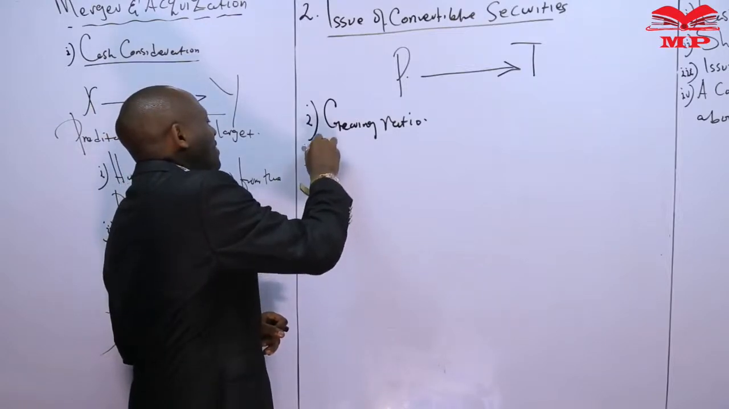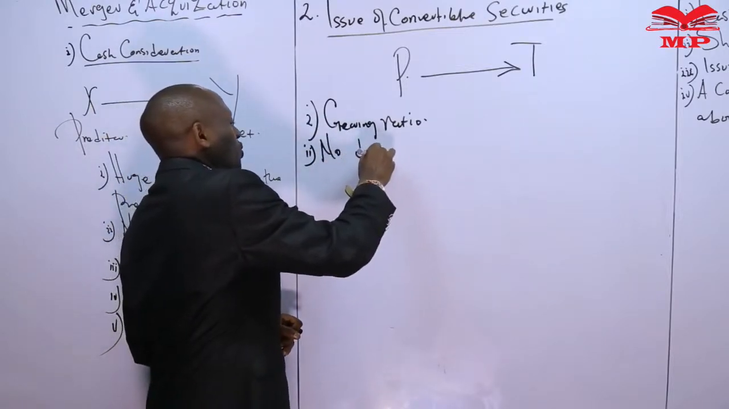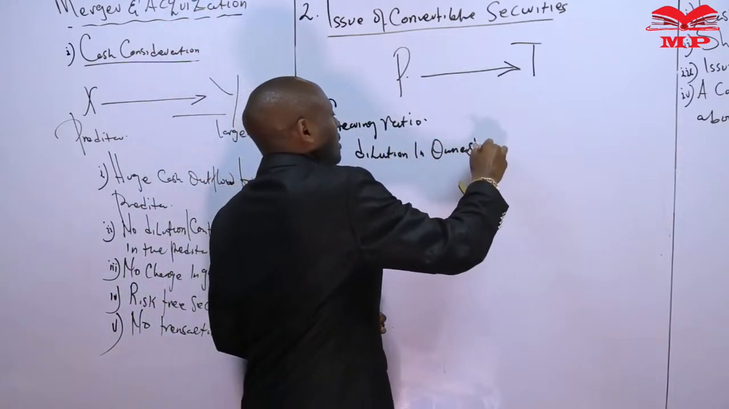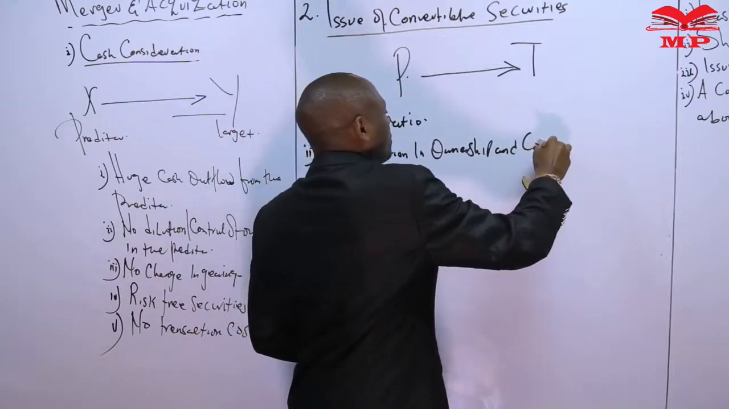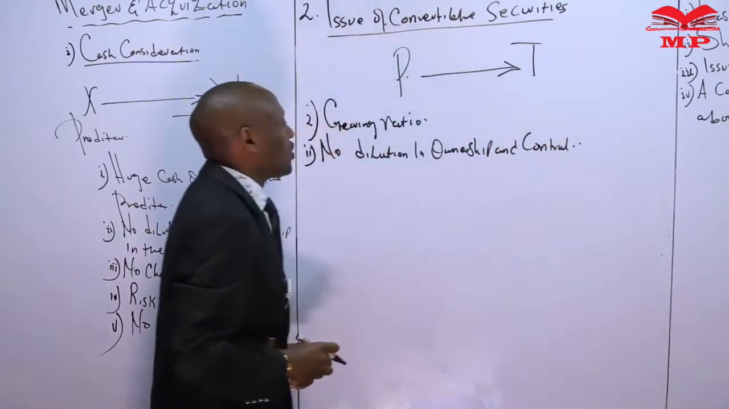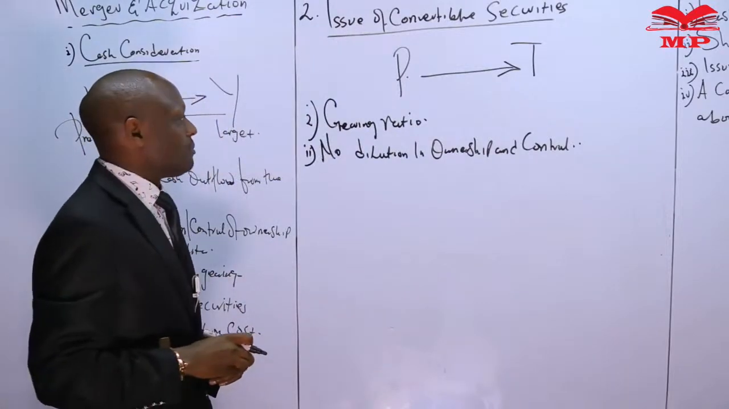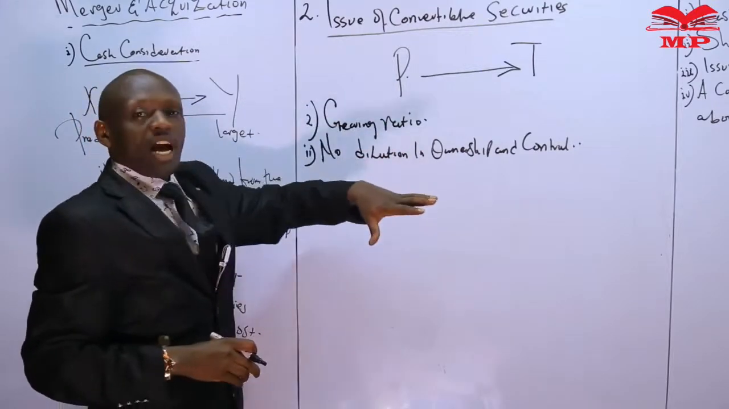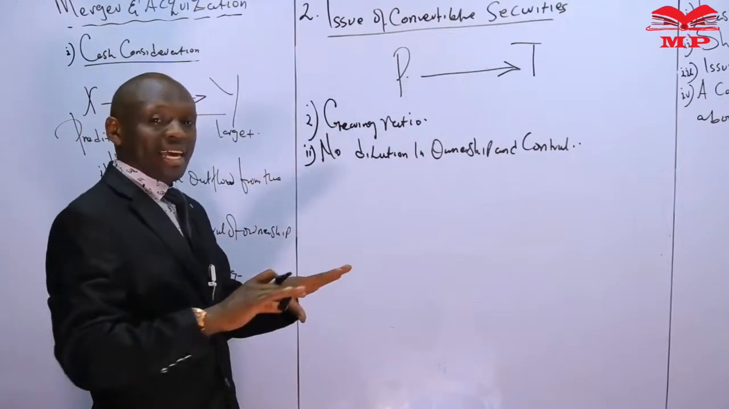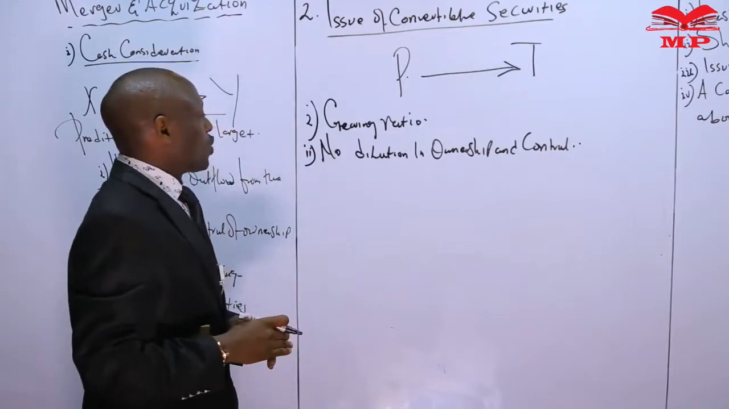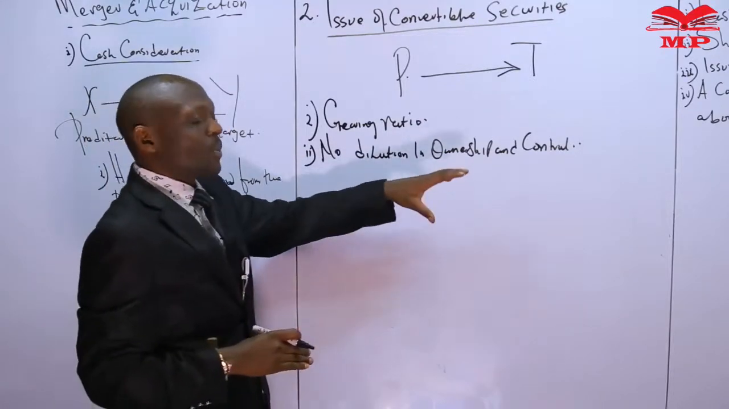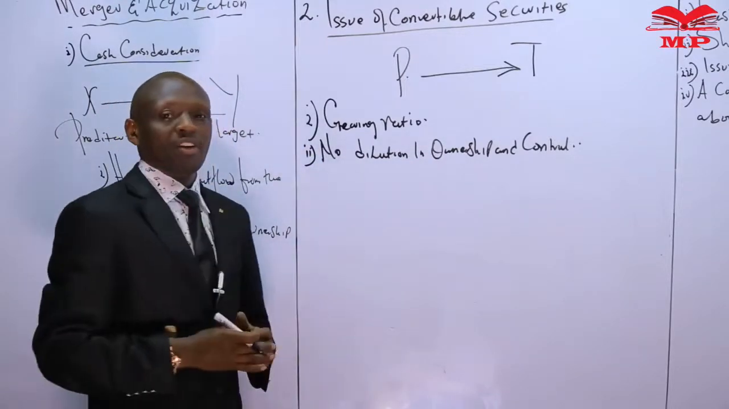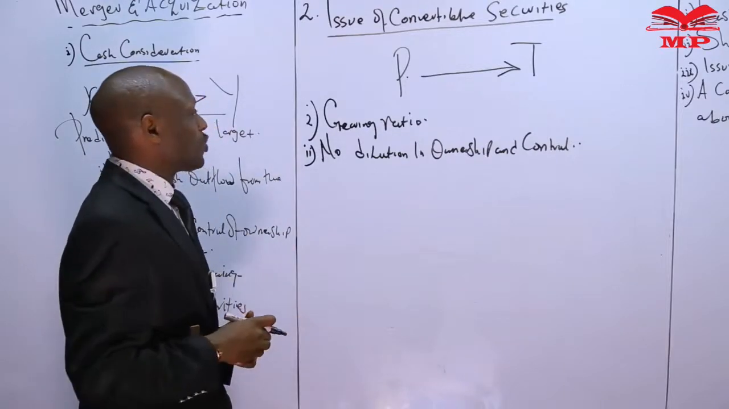Implication number two, there is no dilution in ownership and control of the predator firm. This is because the shares in the predator will not change after the merger and acquisition. They retain their shares at the same level. So there is no dilution in ownership and control. The shareholders in the predator retain their ownership in that firm, no change in the ordinary share capital structure.